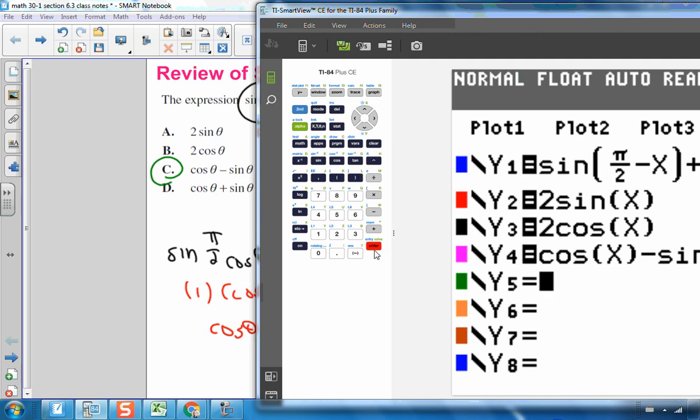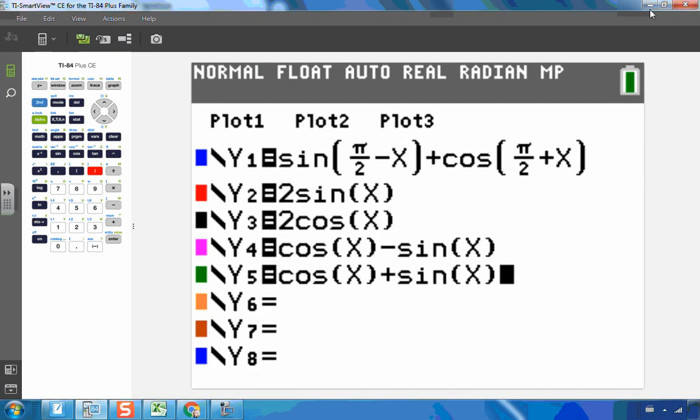And then the next one is cos x plus sine x. So cos of x plus sine of x. Close my brackets. Okay, let me make that bigger so you can see it. So here's my question, and then options A, B, C, and D. So don't look at the graph because it's going to be a real big mess.